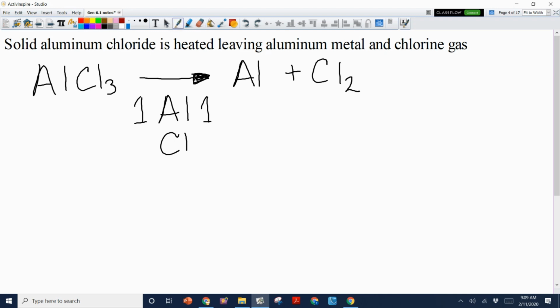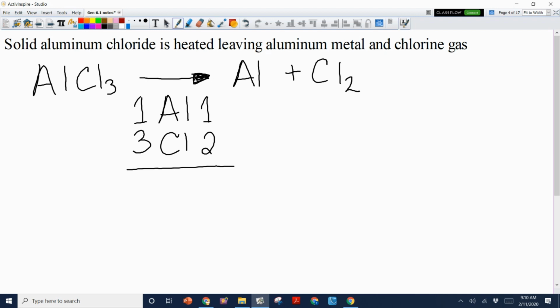Now I'm going to look at the chlorine. On the left-hand side, I've got 3 chlorine because that subscript tells me that I have 3. And on the right-hand side, I've got 2. So that is not balanced. That is not equal, so we're going to have to make it equal. What common multiple do the 3 and the 2 have so that it will make it equal? Well, that's going to be 6.